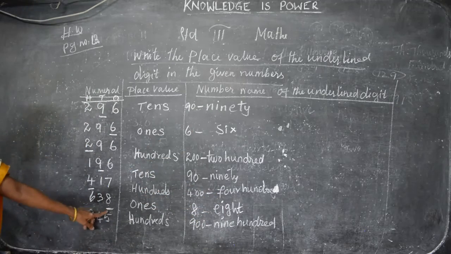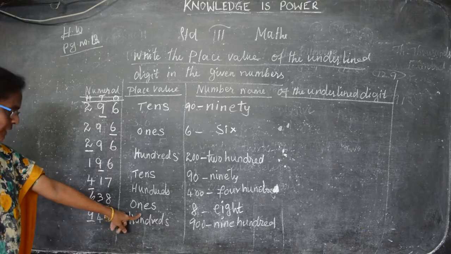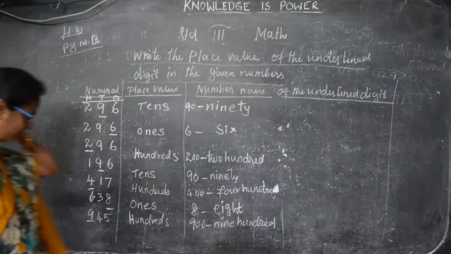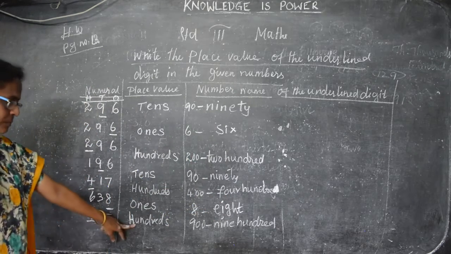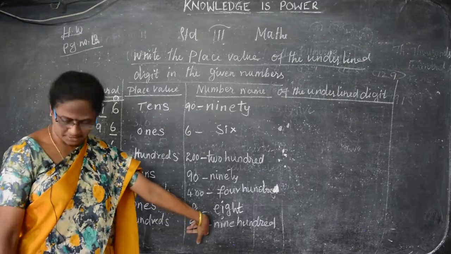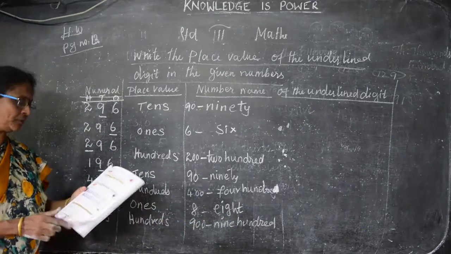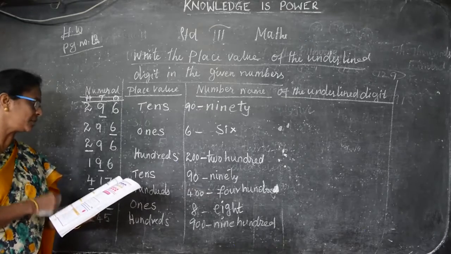Next, in 638, 8 is in the ones place, so you write only the ones, and here you write 8. 8 is only 8. Okay, then now 9 is in the hundreds place, so that is 900. So we have written 900 here. Okay, children. So up to this we have completed page number 13.